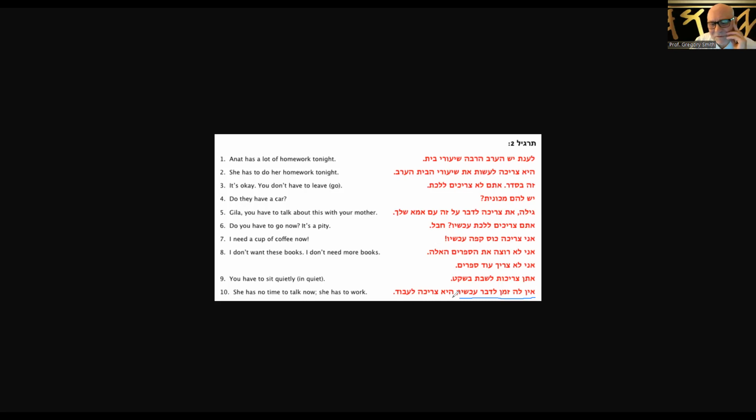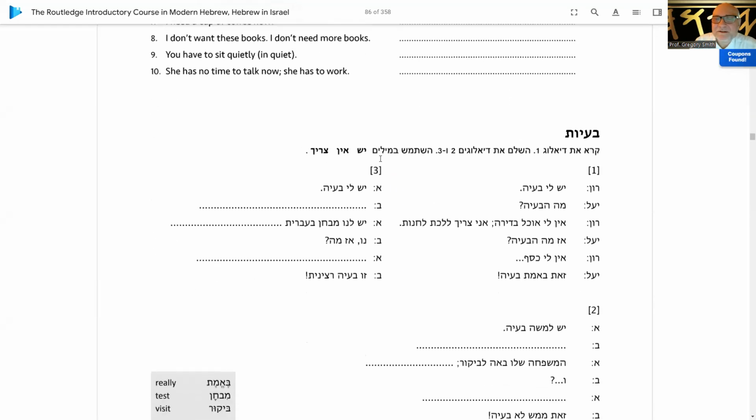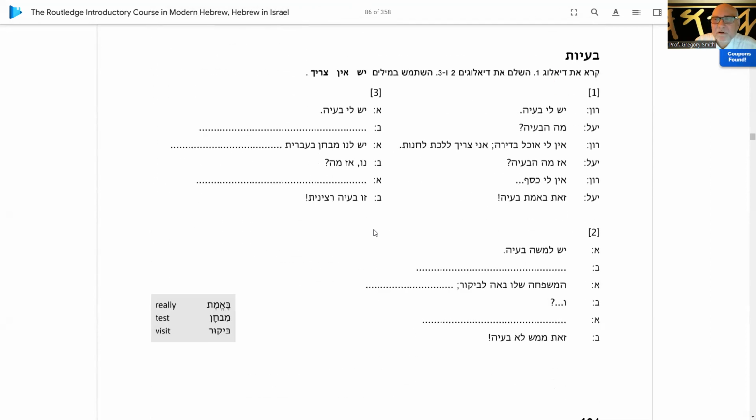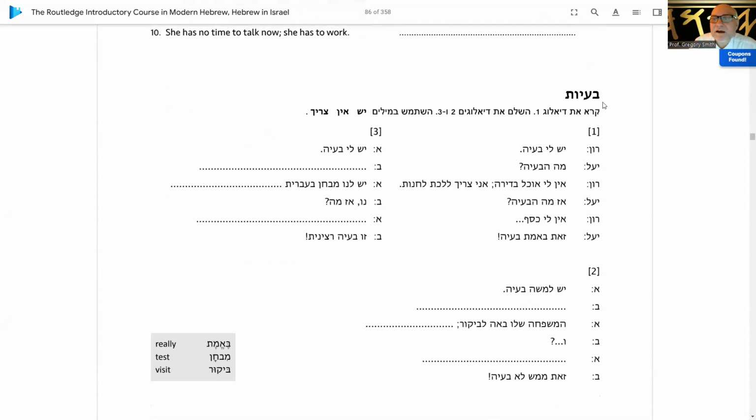How about this one? Did I get this one right? He zaricha la'avoda. Yes, I did. Okay, she needs to work. That's essentially what that is. All right, that was kind of a fun exercise. All right, this one looks like it's a little easier. These are always the hardest for me, it seems like, going from English to Hebrew. Okay, so now we've got, looks like, bayot.